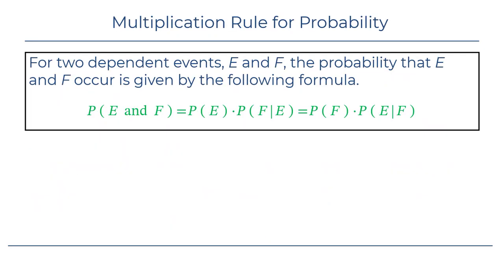We've already learned the multiplication rule for probability, but note that we're going to make a bit of a change. So this will work for 2 dependent events or independent events. This says the probability of E and F occurring is the probability of E times the probability of F given E, or the probability of F times the probability of E given F.